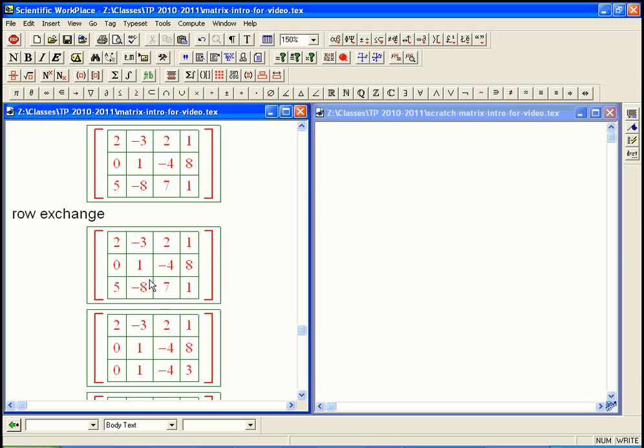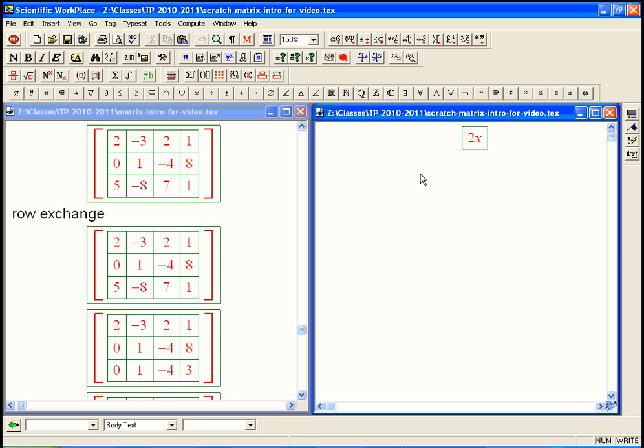The real workhorse of elimination is to produce a 0 here. Let's see how that works. Well, with equations, it would have been 2x minus 3y plus 2z equals 1, and the equation 5x minus 8y plus 7z equals 1. And we would have, let's say, multiplied this by 5 to get 10x minus 5y plus 10z equals 5. And multiply this by minus 2 to get minus 10 plus 16.